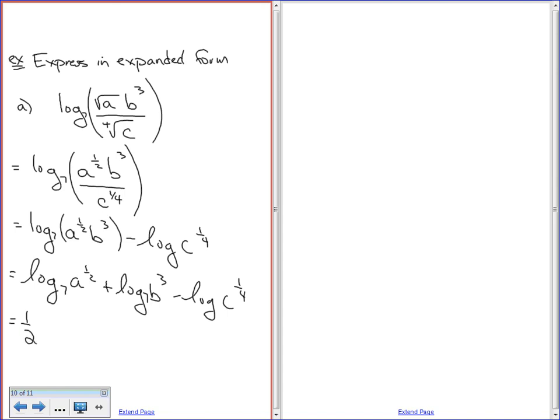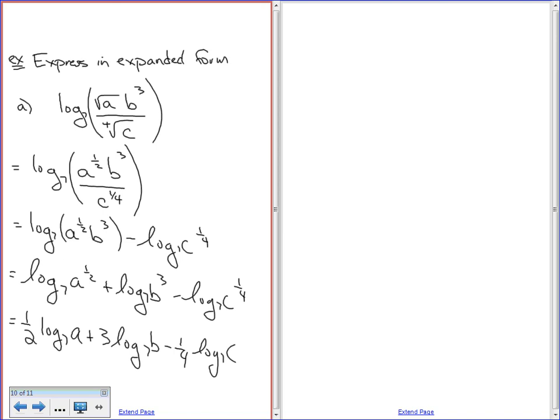Take the 1/2, the 3 and the 1/4 and move them down as coefficients in front of the log to the base 7, I forgot here and here. And now you've written it in fully expanded form.